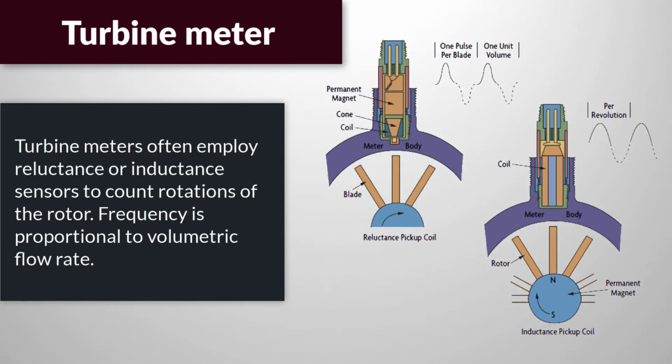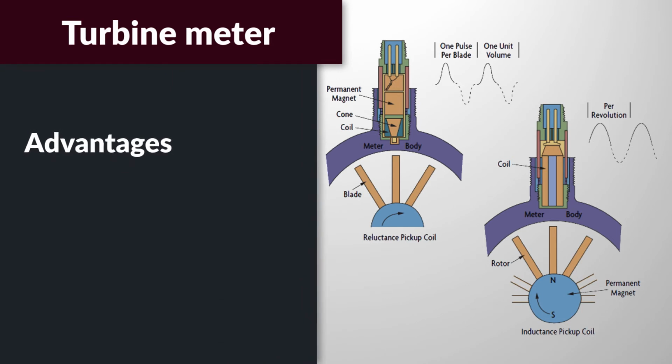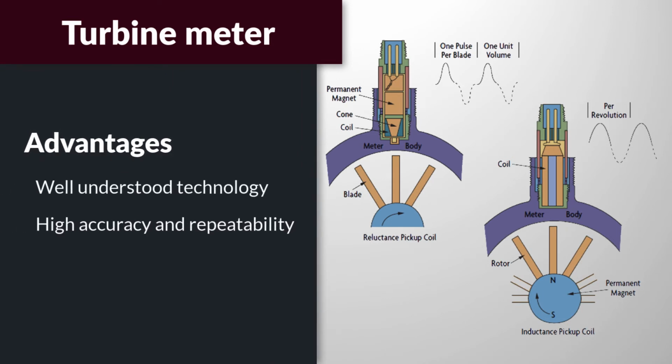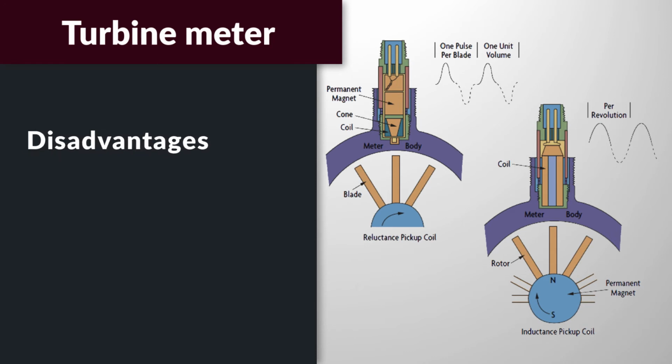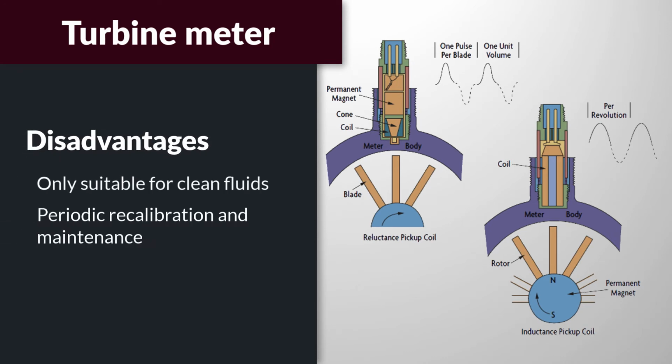A turbine meter contains a multi-vane rotor that spins at a rate proportional to fluid velocity. A sensor detects the rotation rate of the rotor, which can turn in either direction. Its advantages include that it's well understood technology and that the device provides high accuracy and repeatability as well as broad turndown. On the negative side, it is only suitable for clean fluids and requires periodic recalibration and maintenance.